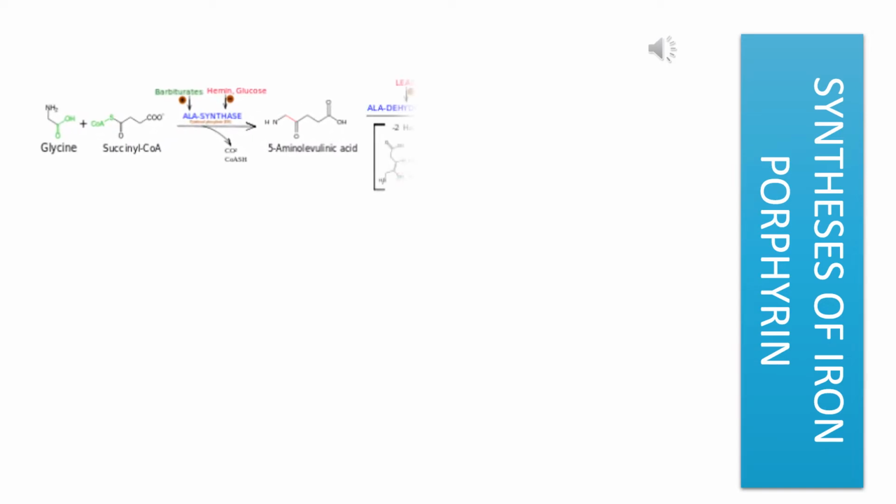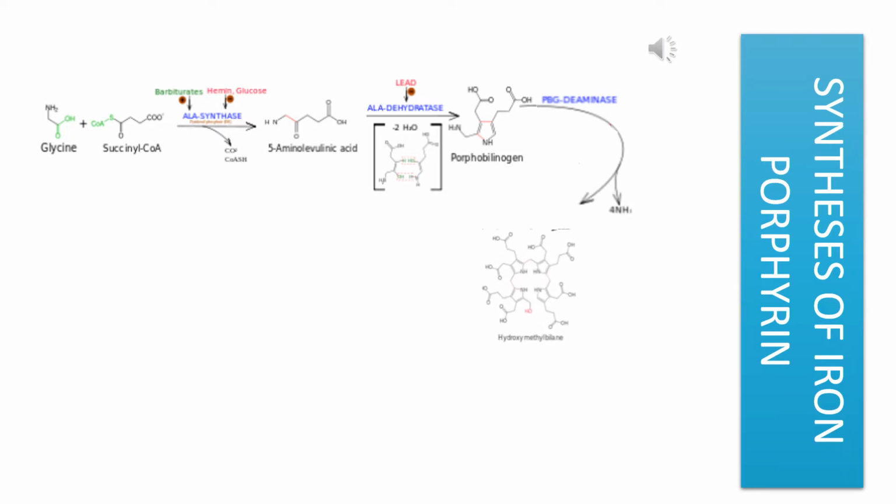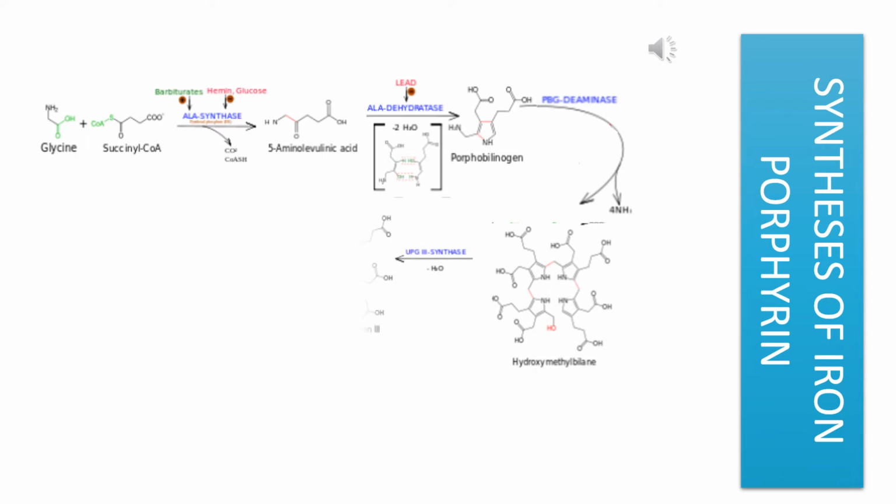For the synthesis of iron porphyrin, glycine will react with succinyl-CoA to form 5-aminolevulinic acid. Then, dehydration occurs which produces porphobilinogen. Using PBG deaminase, deamination of 4-amine will form hydroxymethylbilane, which further undergoes the removal of a water molecule to produce uroporphyrinogen.